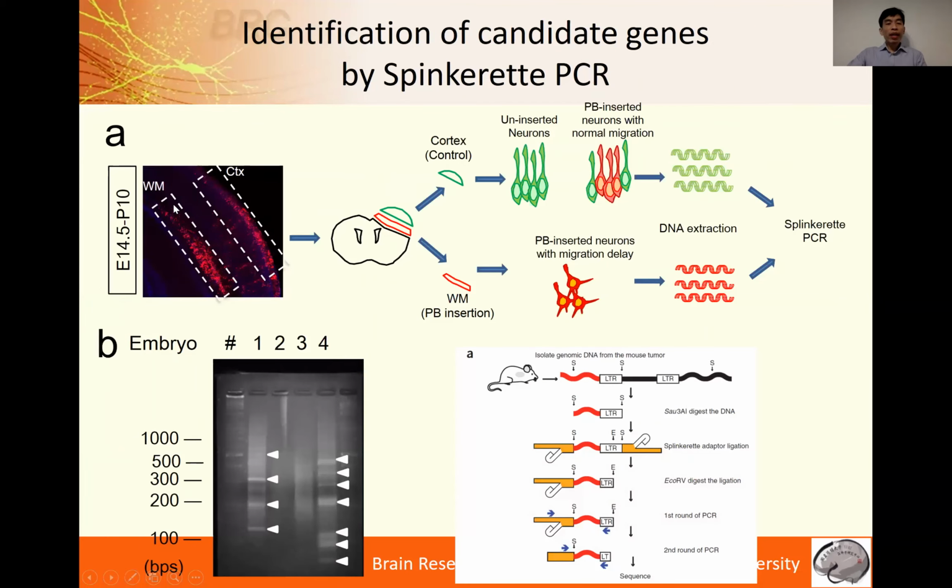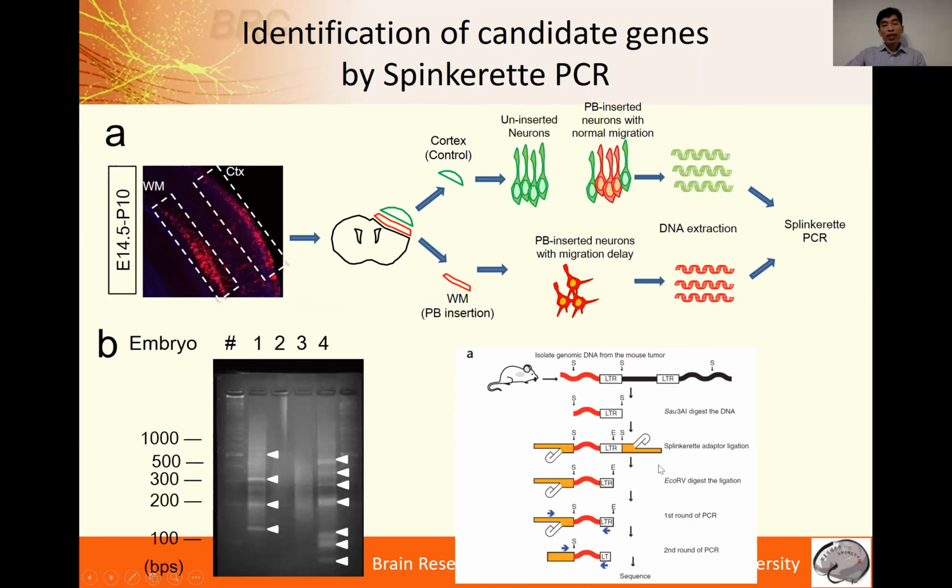So we can take out this piece of tissue and then run through a series of PCR, so-called splinkerette PCR. Then we can identify the neighboring sequence where the transposon is inserted into the genome, so that we can know exactly where the transposon is inserted.